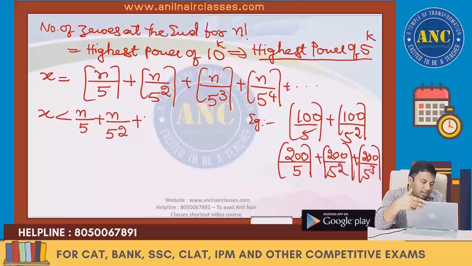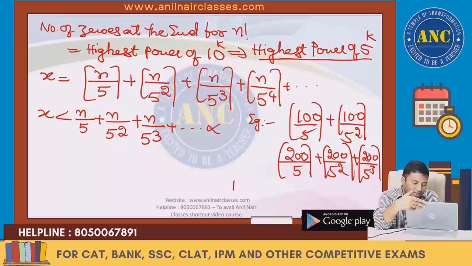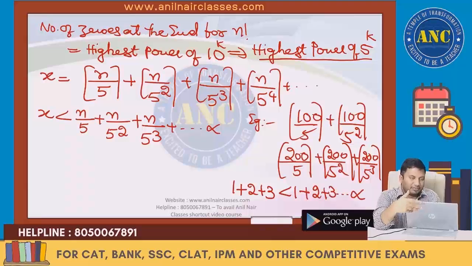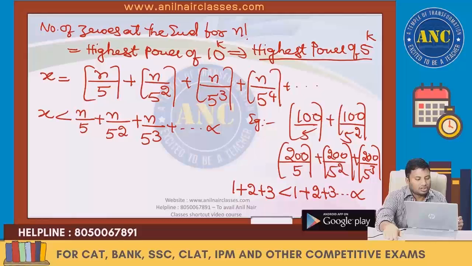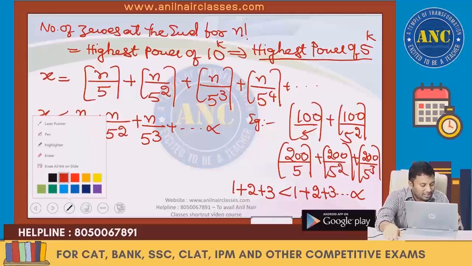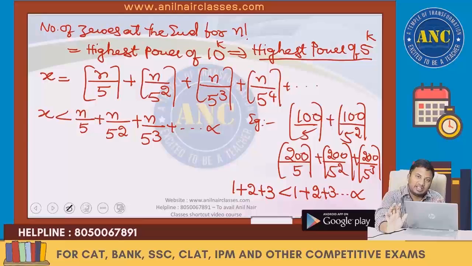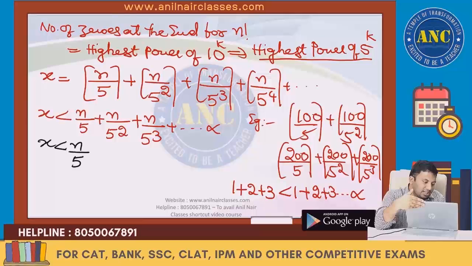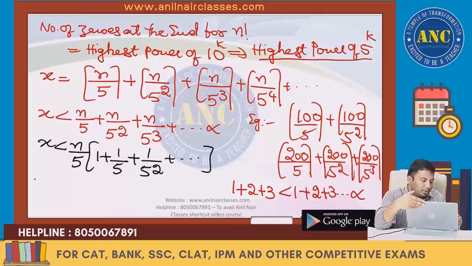n by 5, n by 5 square, n by 5 cube, and so on up to infinite. Can I say 1 plus 2 plus 3 is always less than 1 plus 2 plus 3 till infinite? Am I right? A finite series is always less than the infinite series. So x is less than n by 5 times (1 plus 1 by 5, plus 1 by 5 square, and so on up to infinite).